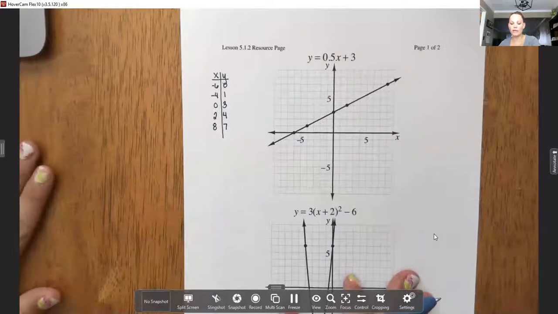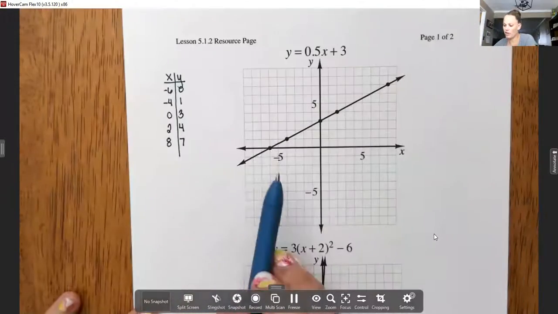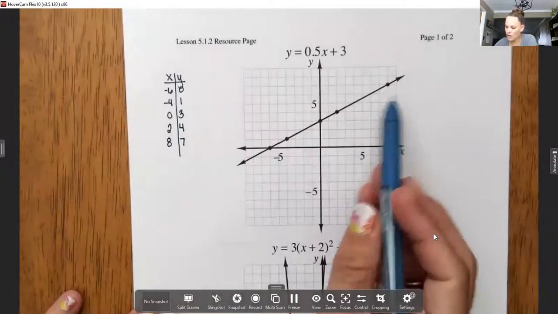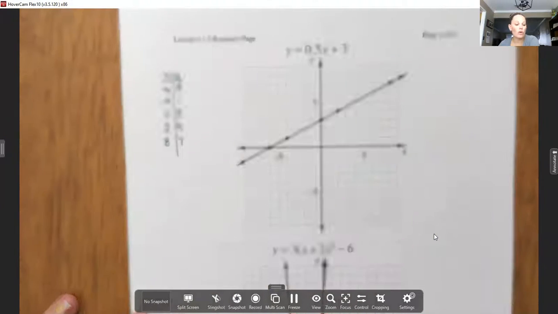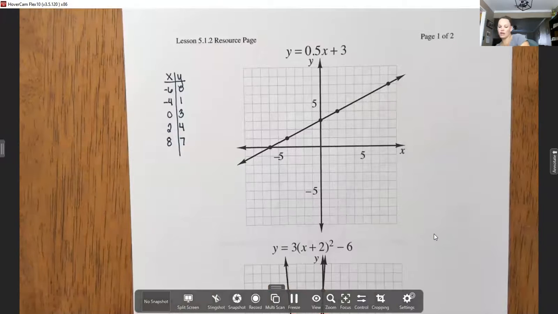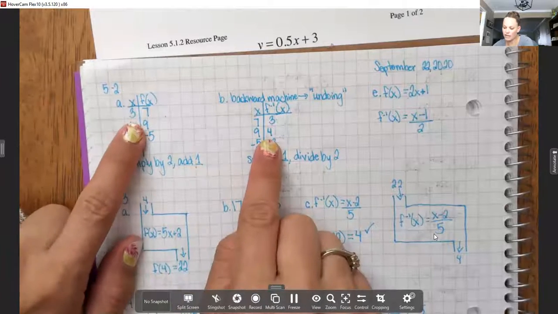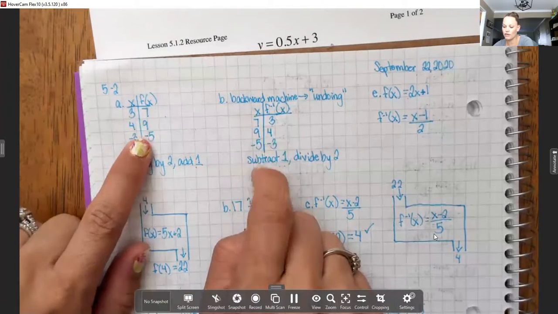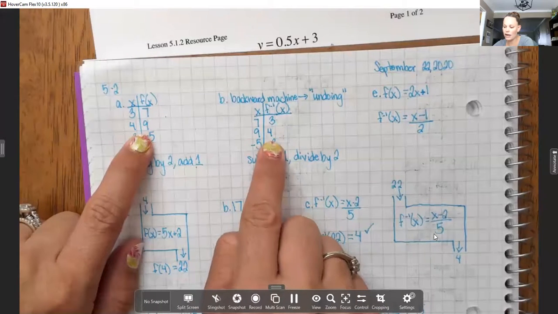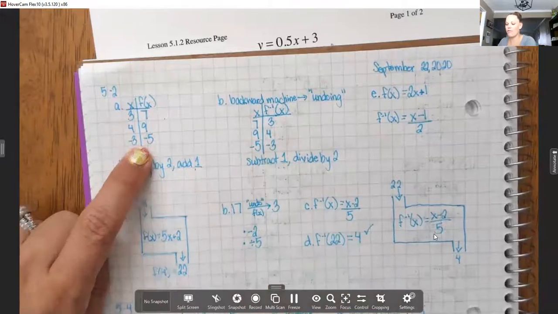Okay, so this is my resource page. I wrote my points in a table. Again, I just took these points in the graph and put them there. So if you remember what we did yesterday, and I'll kind of flip back to show us, this was problem 5-2 for a function and its inverse. The point 3, 7 was our original, and then 7, 3 was the inverse. 4, 9 was the original, and 9, 4 was the inverse. -3, -5, and then that became -5, -3.